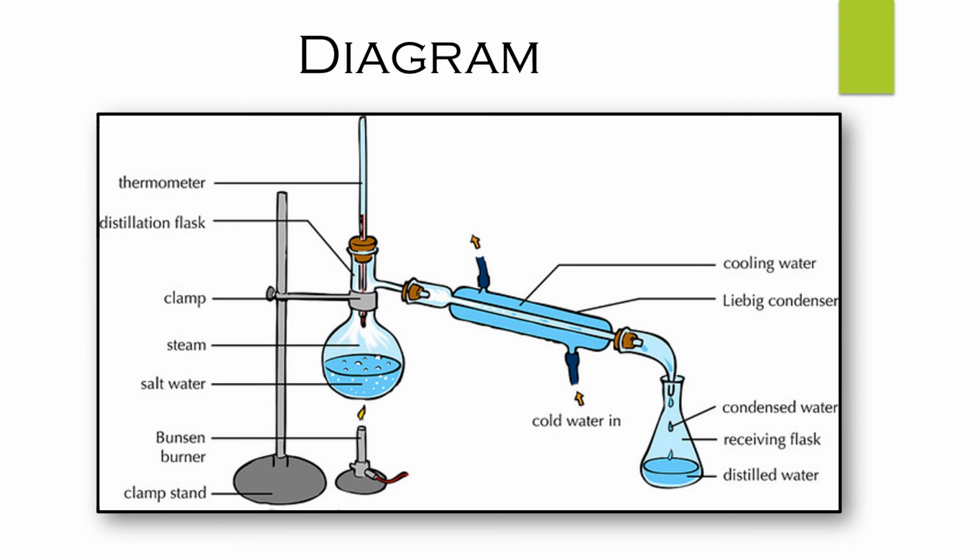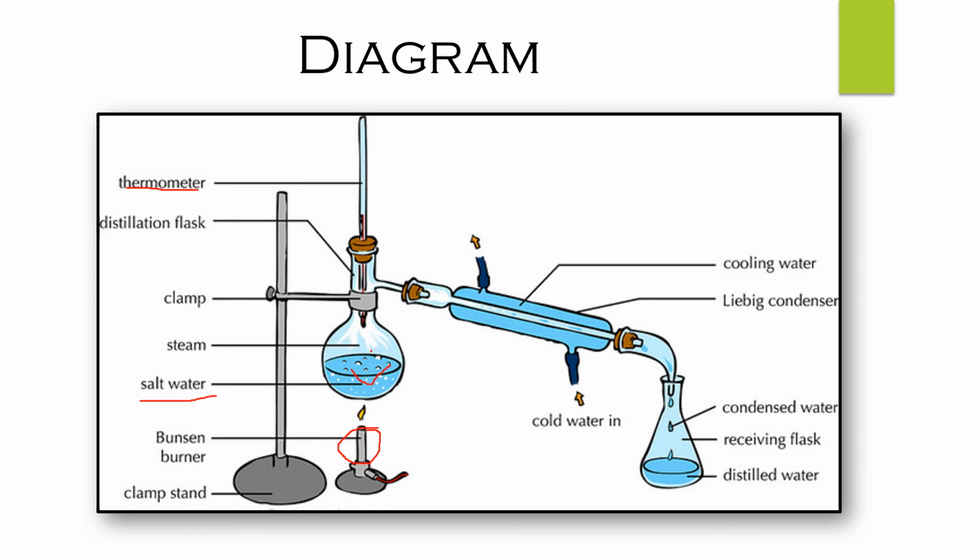So to understand the process of distillation better, I have used this diagram here. There's this Bunsen burner right here and here is our solution. Over here there's a clamp to hold it. Here this is the distillation flask and this is salt water. The solution is salt water. Over here the thermometer measures the vapors.